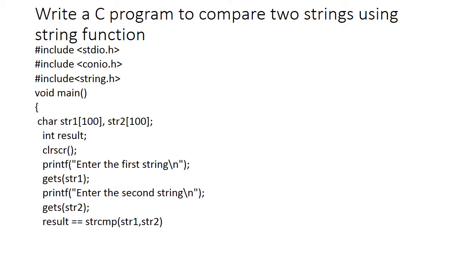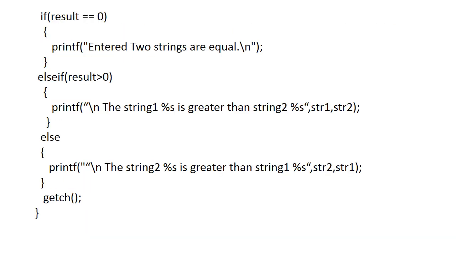Now we compare both the strings using the string compare function, as result is equal to strcmp of str1 comma str2. Based on the comparison, if the result is equal to 0, it means the strings are equal. Else, if result is greater than 0, it means string 1 is greater than string 2, or else string 2 is greater than string 1. So based on the comparison, we will be able to identify whether the strings are equal or not equal.